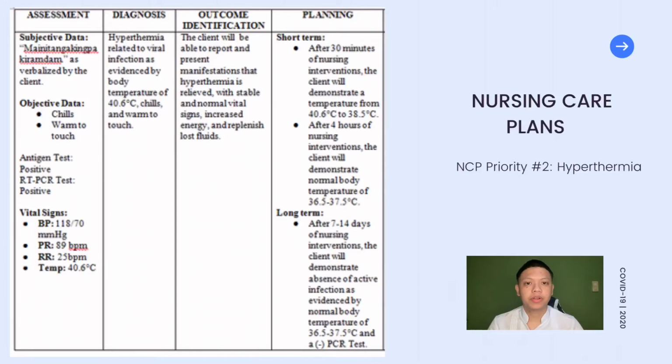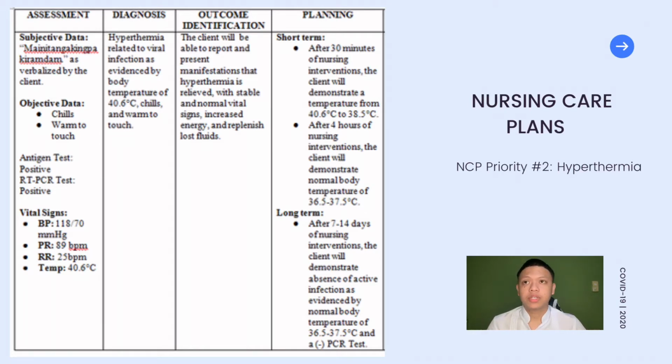The nursing care plan priority number 2 is hyperthermia. Starting with the assessment, we have gathered these data, subjective and objective data, and the results from antigen and RT-PCR tests are also positive. And the vital signs of the client are presented on the screen.